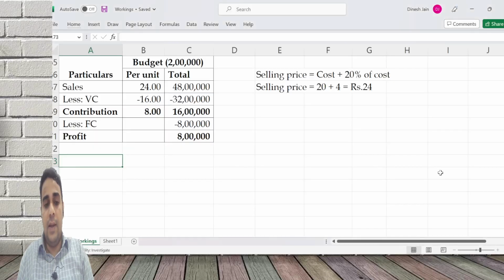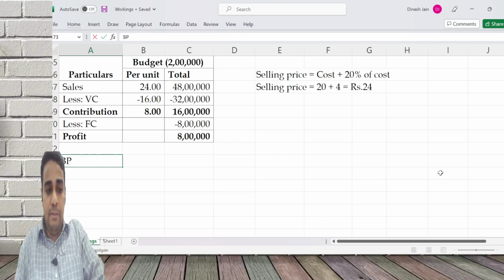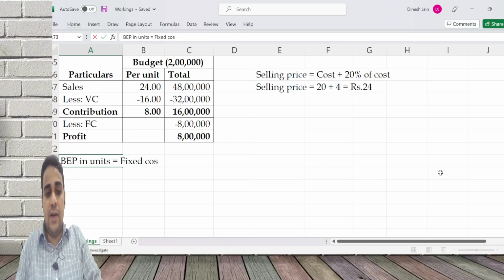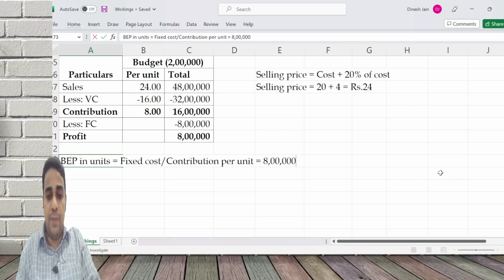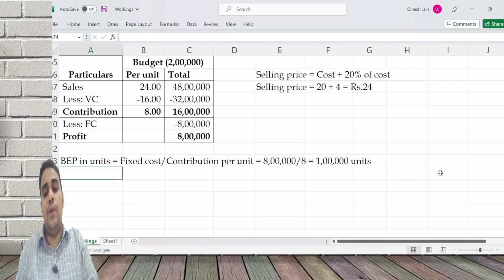Now let's start calculating. First is BEP in units and rupees. BEP in units is equal to fixed cost by contribution per unit. 8 lakh divided by 8, that is 1 lakh units.